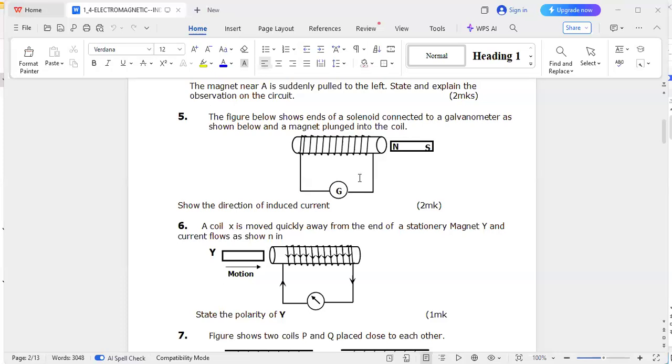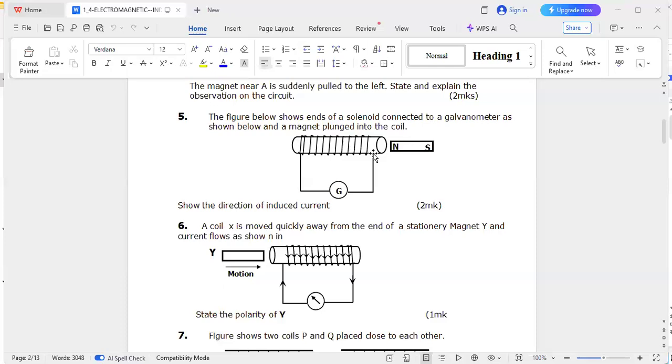Lenz's law states that the direction of induced EMF is such that the induced current which it causes to flow creates a magnetic effect on the solenoid. It creates a magnetic effect which opposes the change causing it. What change is causing that current to flow? It is the movement of this magnet. So a pole will be created here to oppose the movement of this magnet.